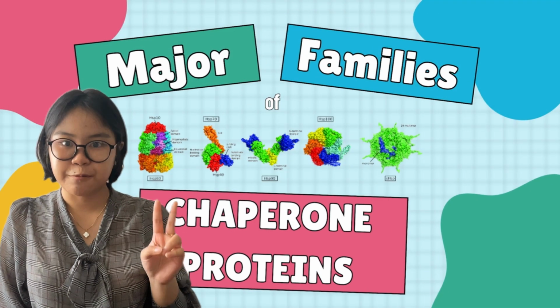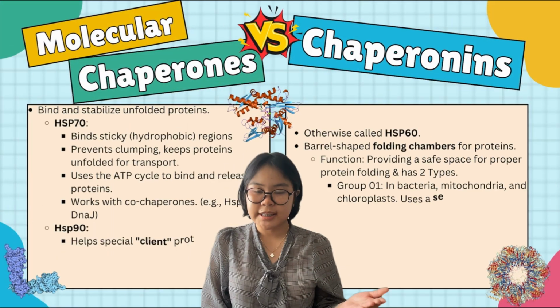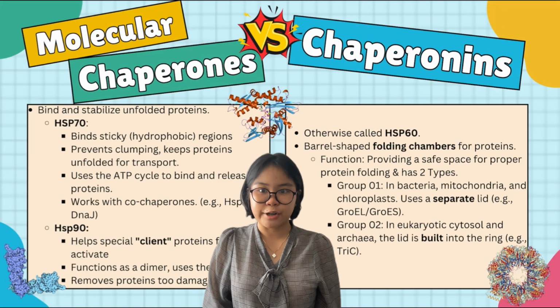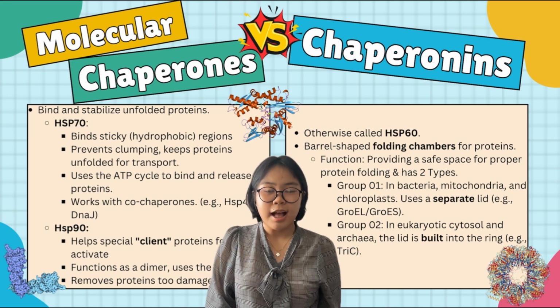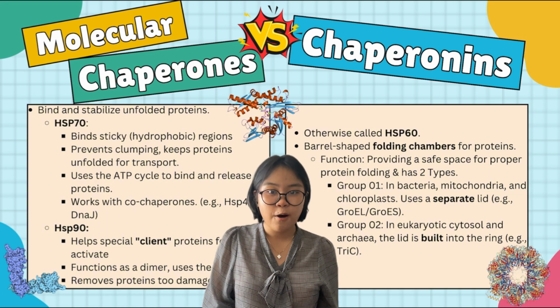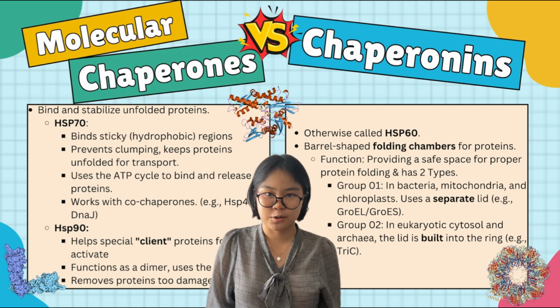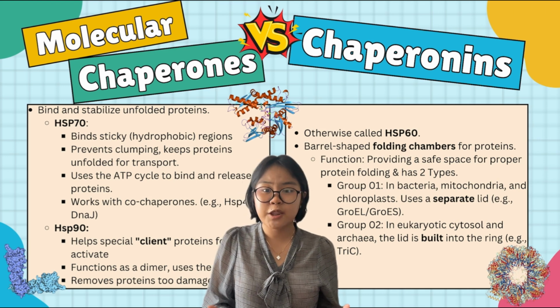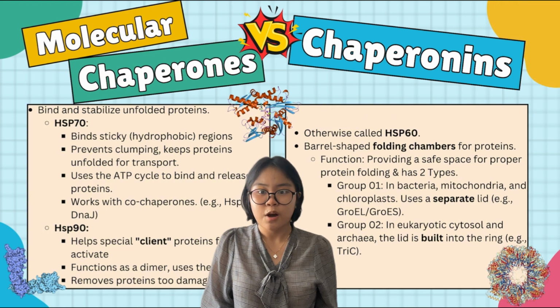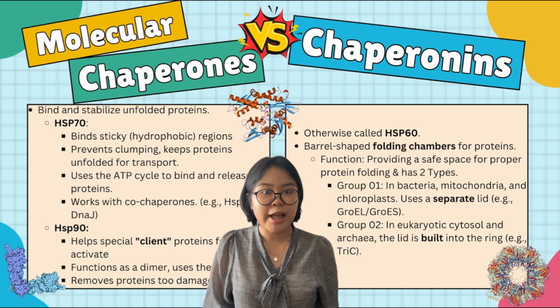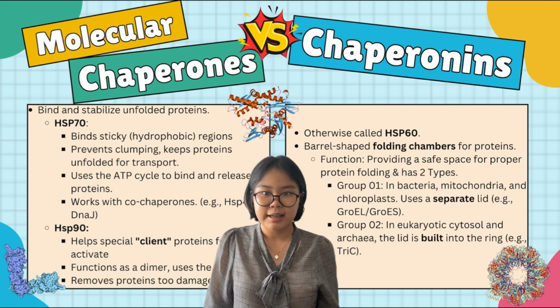There are two main types of protein helpers, molecular chaperones and chaperonins. These differ on how they assist protein folding. Let's start with molecular chaperones. These proteins attach to unfolded or partly folded proteins to keep them stable and prevent them from clumping or being destroyed. A key example is HSP70, or heat shock proteins, which bind to sticky parts of a protein and use energy from ATP to grab and release it in a controlled cycle. It even keeps some proteins unfolded when they need to move across membranes.